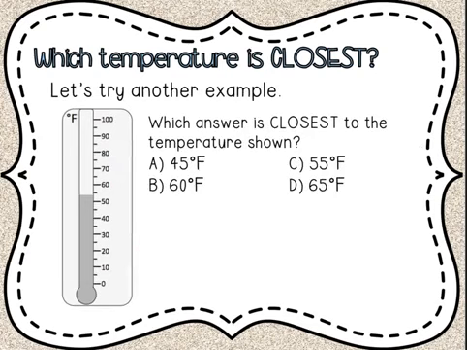Which answer is closest to the temperature shown? Pause the video, work through your answer choices, and tell me what you think. Well, if you said C, 55 degrees Fahrenheit, bingo, you got it. We've passed 45, 60 is too high, 65 is too high. We are closest to 55.